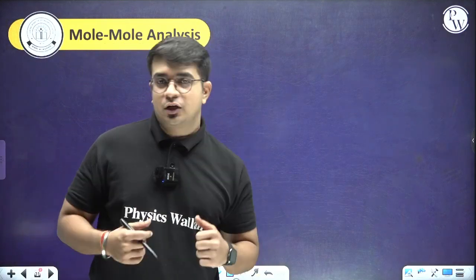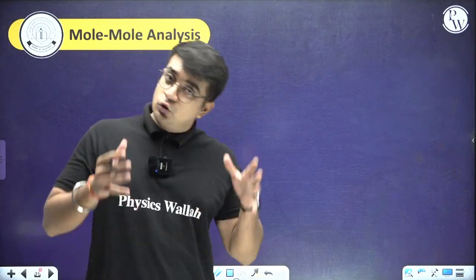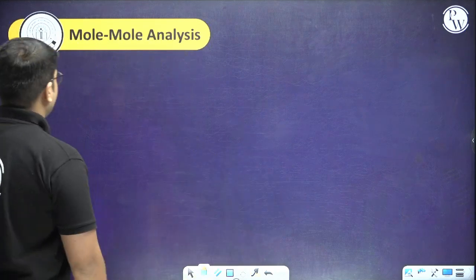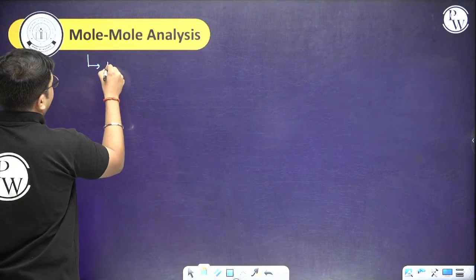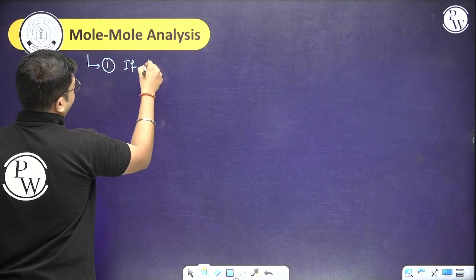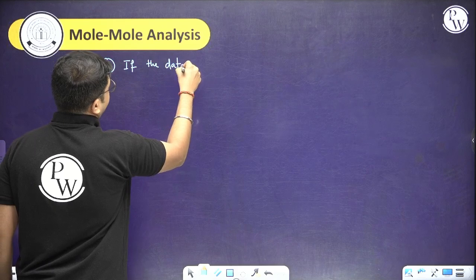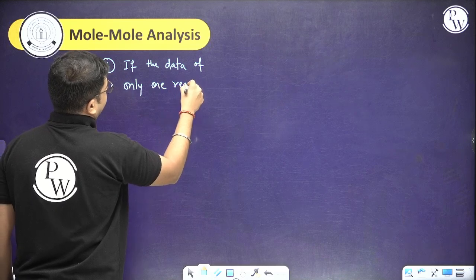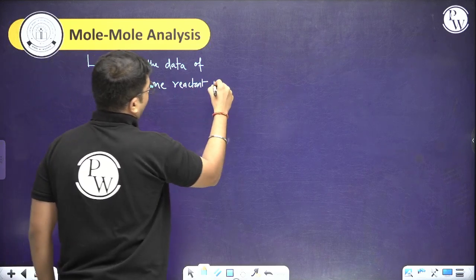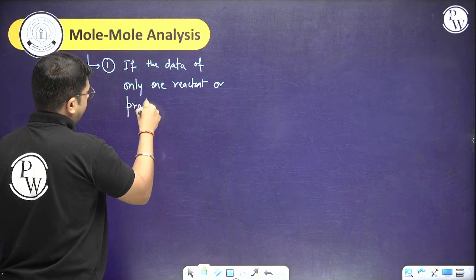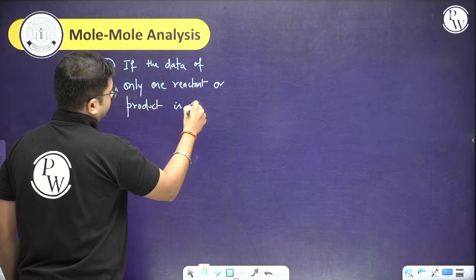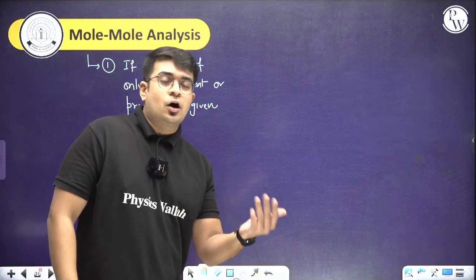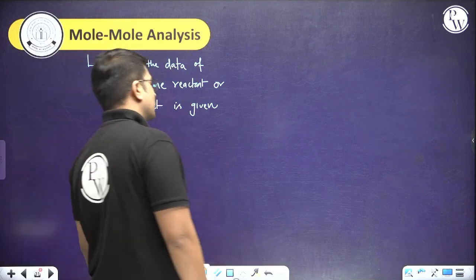We know about the chemical equation, we know about the balancing of chemical equation, we know the information to extract, but for an unknown reaction, how can we proceed for the question? So in mole analysis, we are dealing with the first part. If the data of only one reactant or product is given, then how can we proceed for this type of reaction? So let's take an unknown reaction.